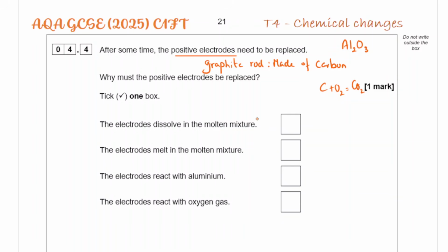So could you say the electrodes dissolve in the mixture? Not necessarily. The electrodes melt. Now the electrodes react with aluminium. The electrodes react with oxygen gas is better.